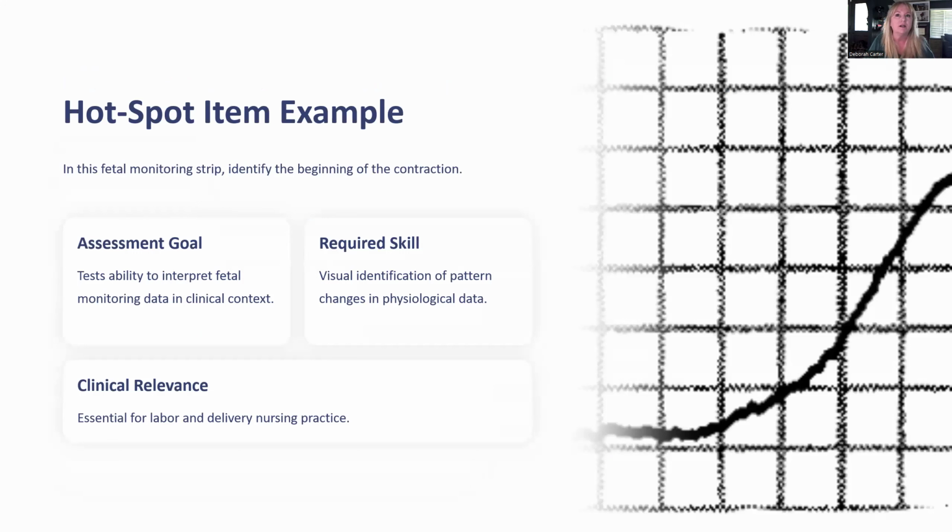So, an example of a hotspot item. Examine the fetal monitoring strip carefully, noting patterns and variations of the tracing. To apply the knowledge, they would have to recall the characteristics of contractions on monitoring strips, including baseline, amplitude, and duration, and precisely locate the beginning of the contraction by clicking on the exact point on the strip. And this is a representation of a hotspot item.